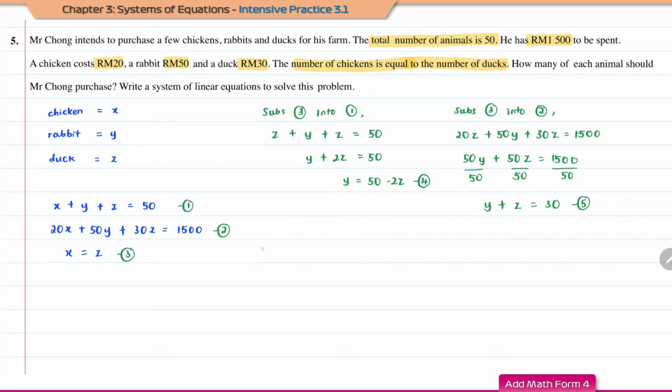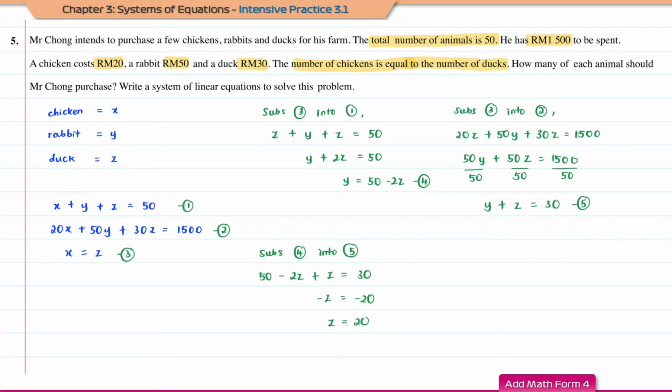So next, I'm going to substitute equation 4 into 5. So the y in equation 5, we're going to replace it with 50 minus 2z, plus z equal to 30. So negative 2z plus z is negative z. 30 minus 50 is negative 20. Therefore, z is equal to 20.